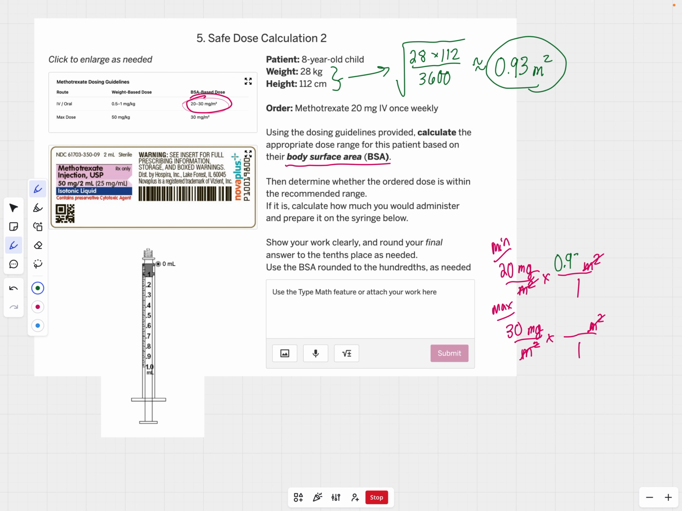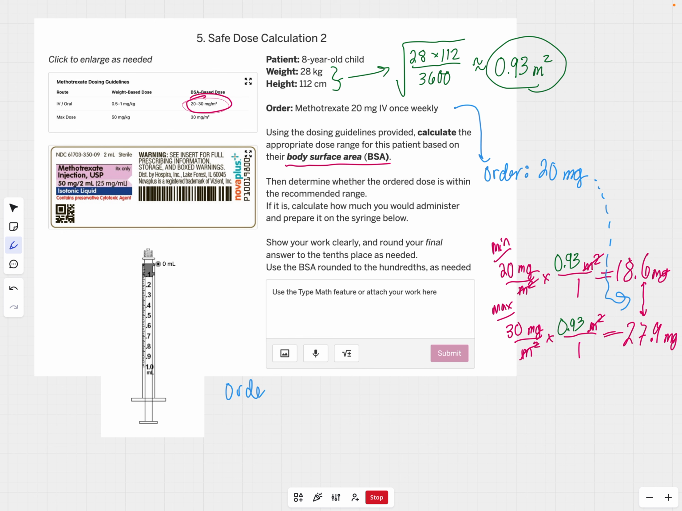When I look at the order, it is 20 milligrams. And that is good. That is between our minimum and maximum. So I would say that the order is appropriate. And it's because it is within the minimum and maximum milligram range. Now that we have established that this is an appropriate dose for this patient, given their body surface area, let's calculate how much to give.